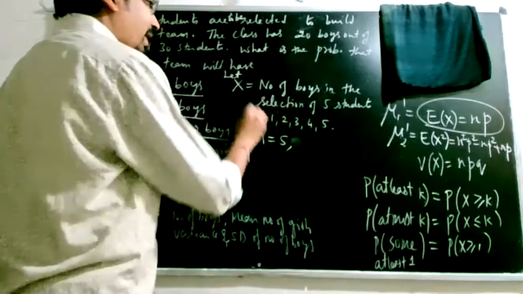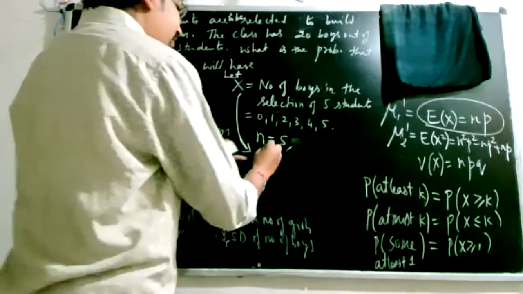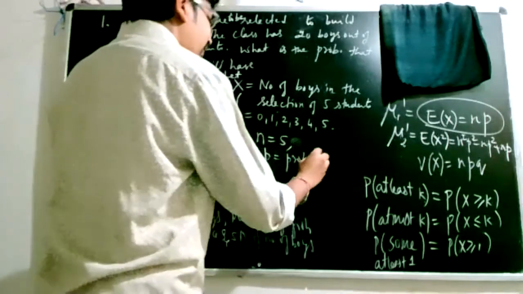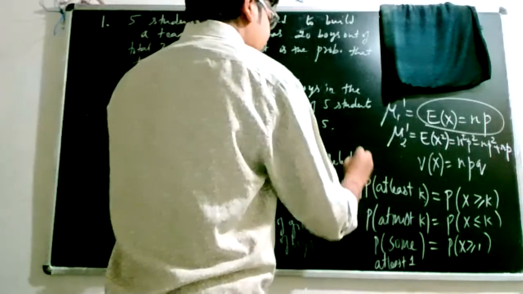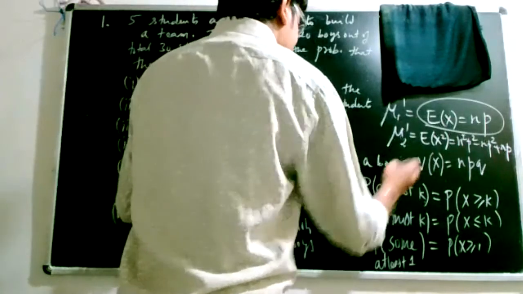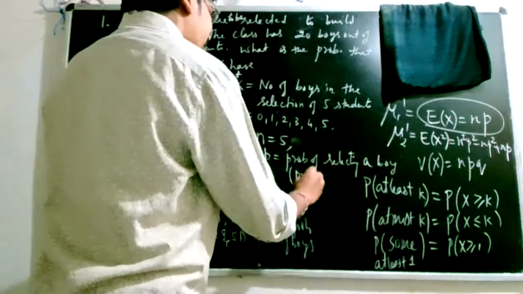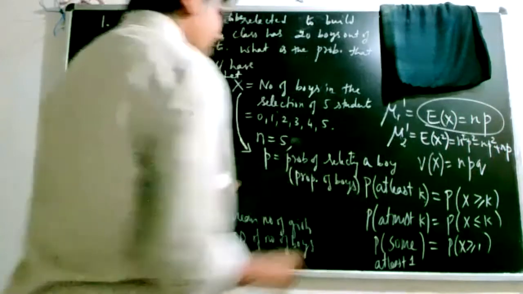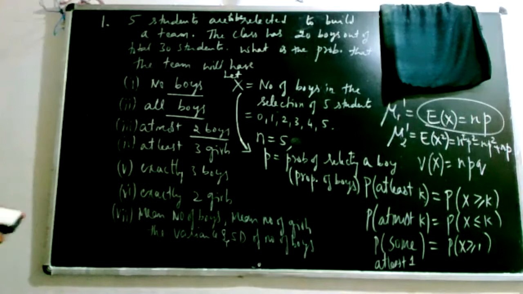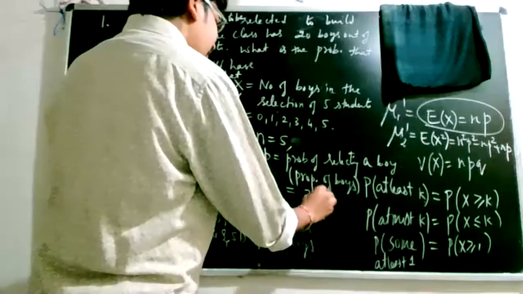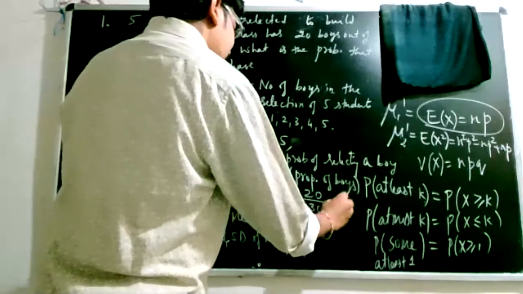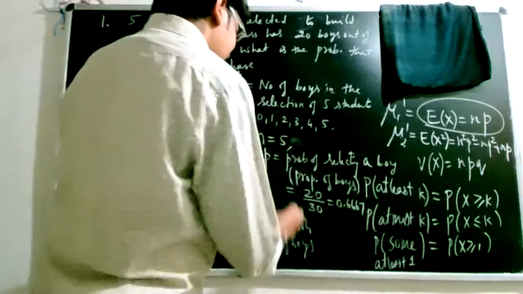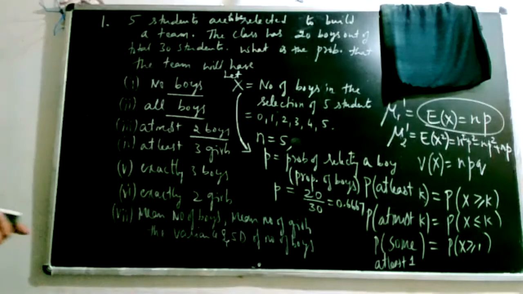Now since I have defined x as the number of boys, I have to define p as the probability of selecting a boy. As said, in a large sense, our probabilities could simply be a proportion, so it is just the proportion of boys. There are a total of 30 students in the class, and out of the 30 students, 20 are boys. So the proportion of boys will be 20 by 30, which is 0.6667.